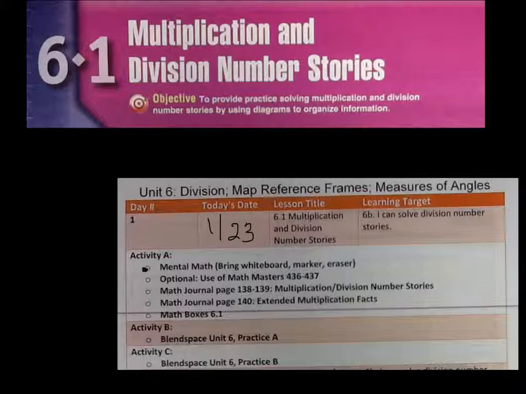Your new blend space is uploaded on the Google Classroom, so you need to check for Unit 6. And I labeled the names a little bit different. It's called Practice A and Practice B for whichever one you're at. So those are the ways you're going to work towards your goal today of I Can Solve Division Number Stories.